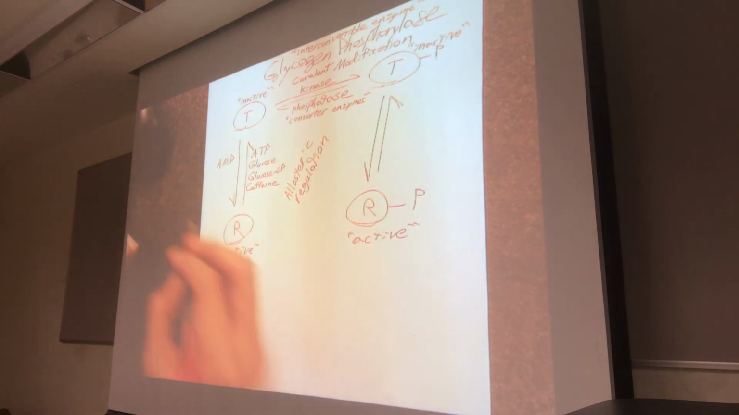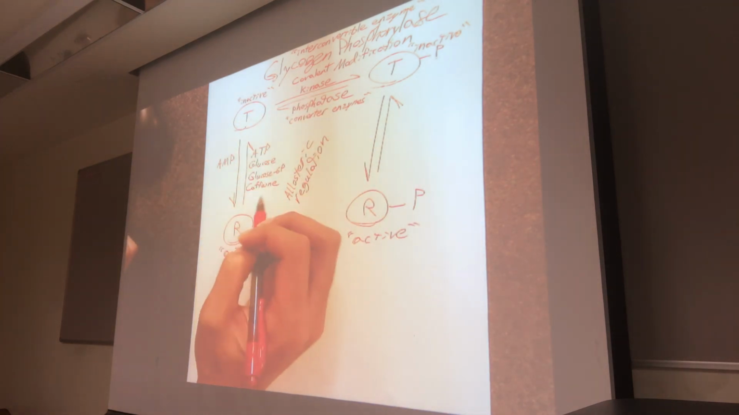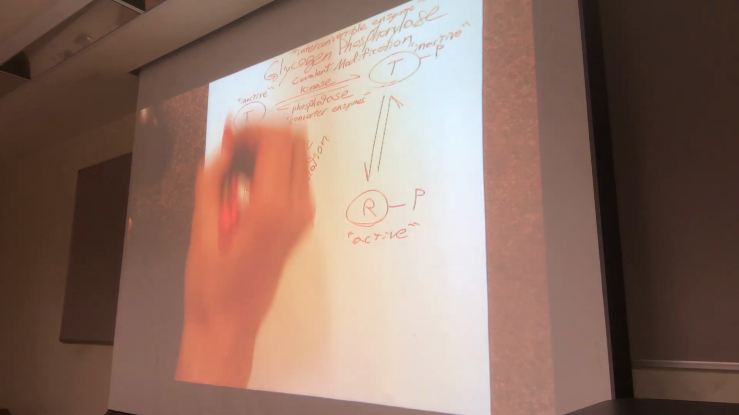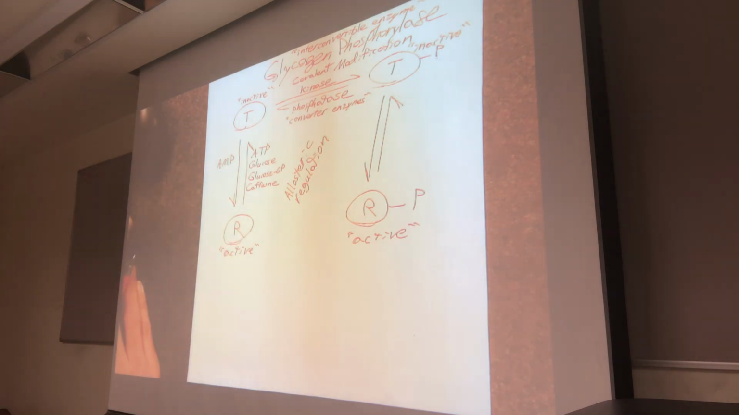So that's it for the left side here. These are your effector molecules. Each one affects glycogen phosphorylase as drawn here. AMP boosts it, everything else here decreases it.